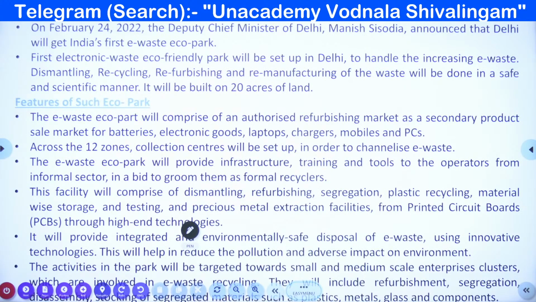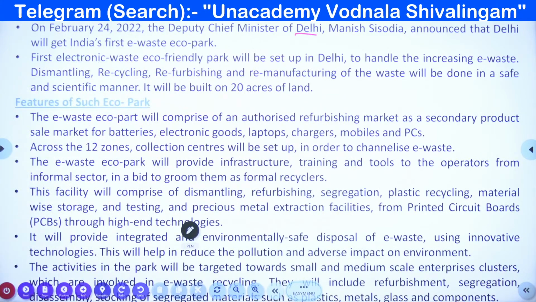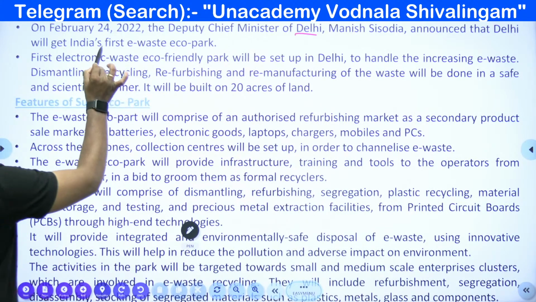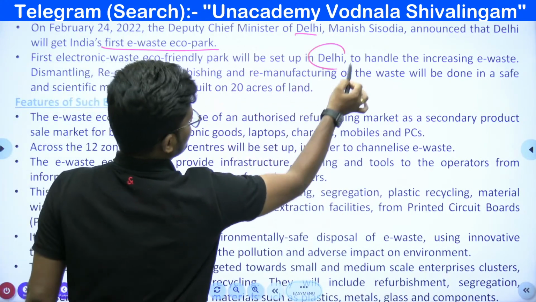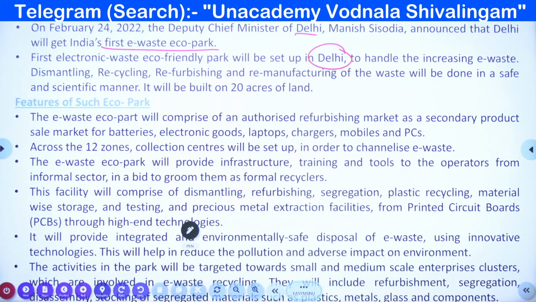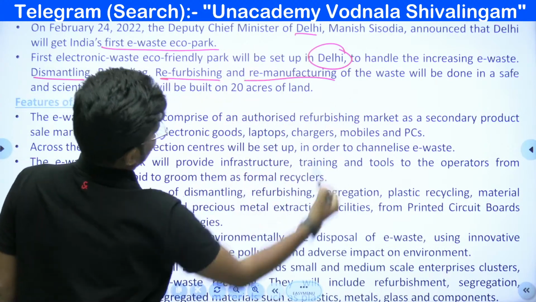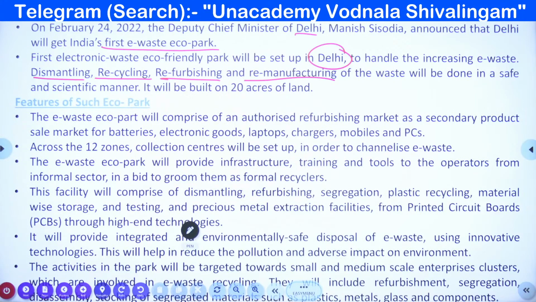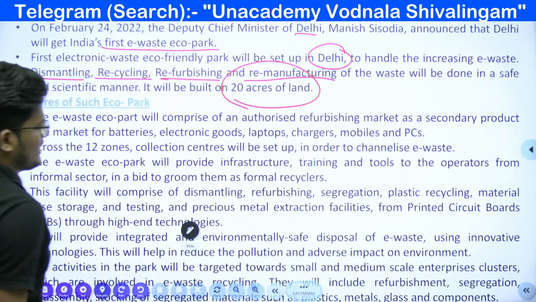On February 14, 2022, Deputy Chief Minister of Delhi, Manish Sisodia, announced that Delhi will get India's first e-waste eco park. The first electronic waste eco-friendly park will be set up in Delhi, which will handle the increase in e-waste. Dismantling, recycling, refurbishing and remanufacturing of the waste will be done in a safe and scientific manner. It will be built on almost 20 acres of land.